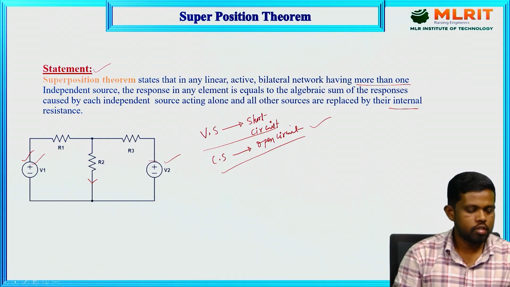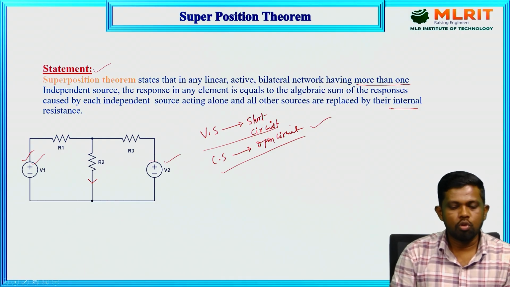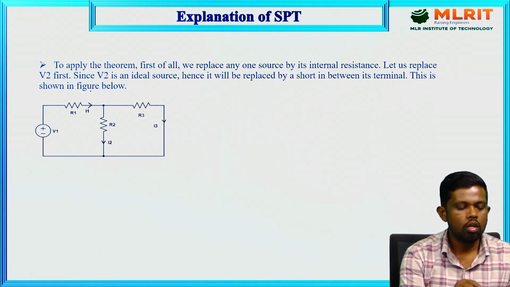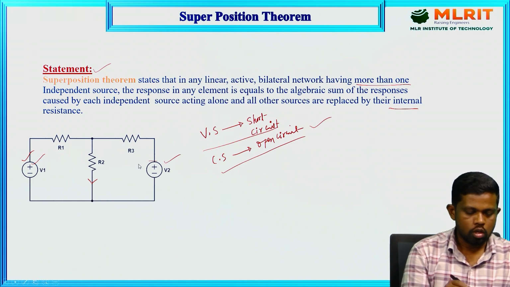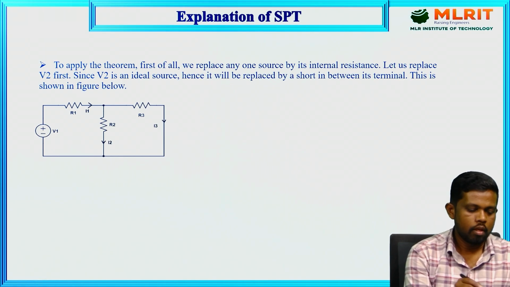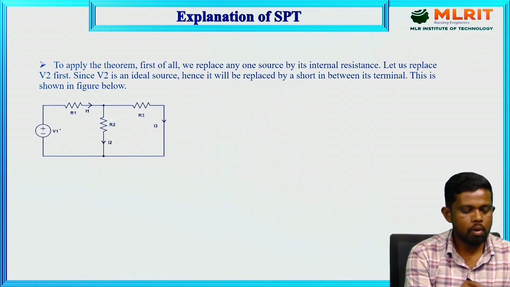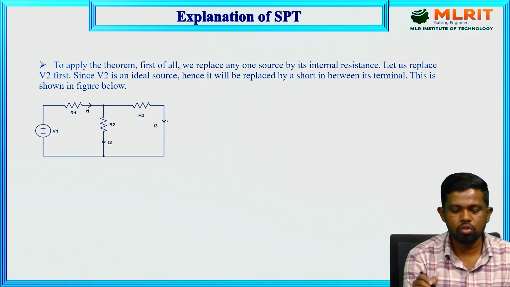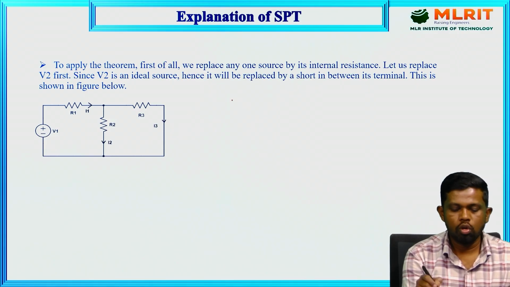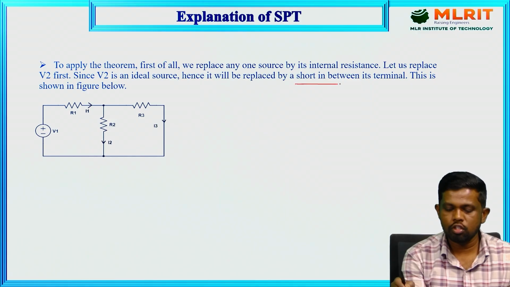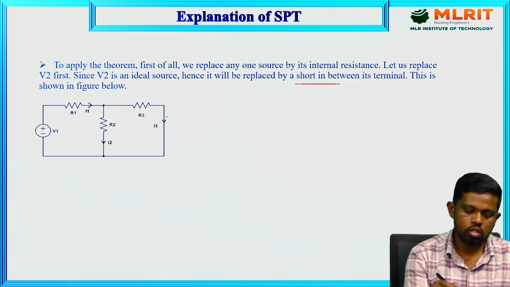So now let us discuss the explanation of the superposition theorem. We take this same circuit here. Step number 1: apply the V1 source to the circuit, and the remaining sources can be disconnected. Here there is a voltage source, and that voltage source can simply be replaced by a short circuit, because there is no internal resistance in that source.